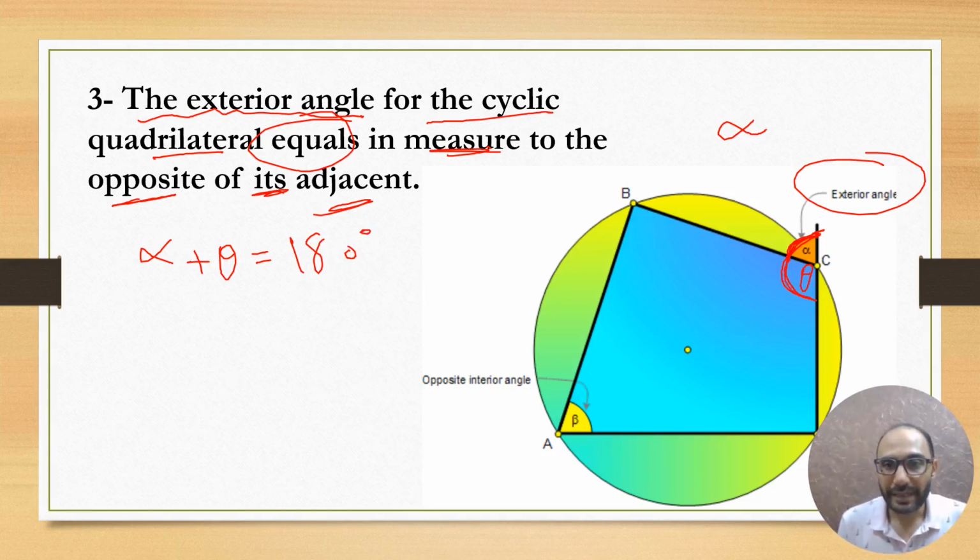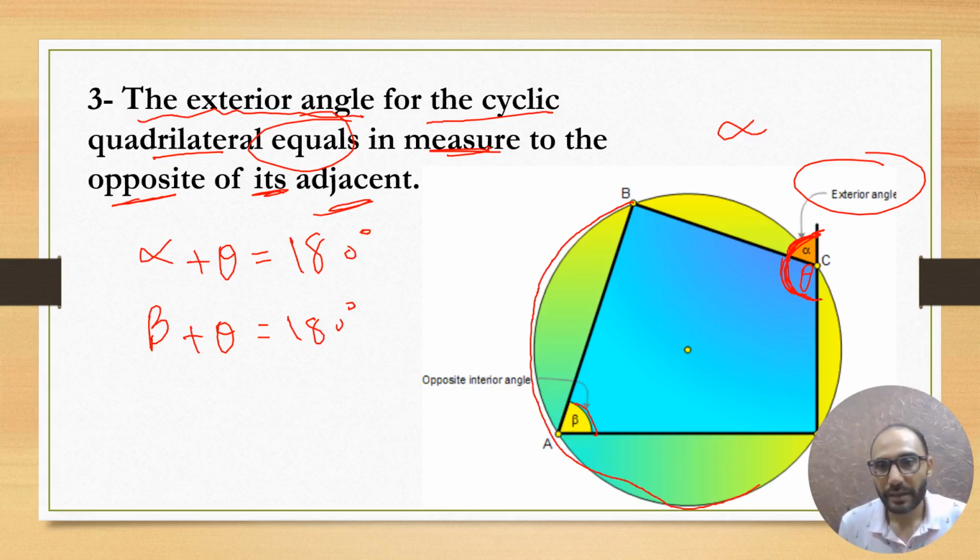And also you know that theta plus beta also equals 180 degrees, because theta is an inscribed angle and its measure equals half of the arc ABD. And beta is another inscribed angle and its measure is half of the opposite arc, which is BCD. So beta and theta together, their sum equals half of the circle, which is 180.